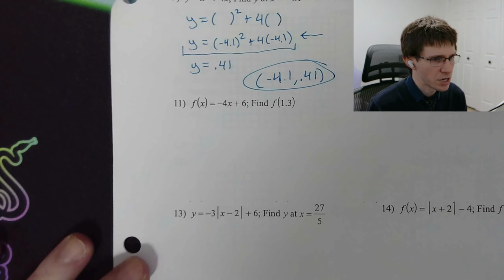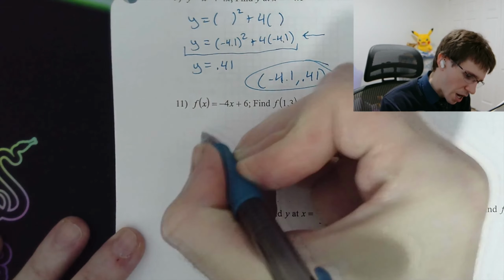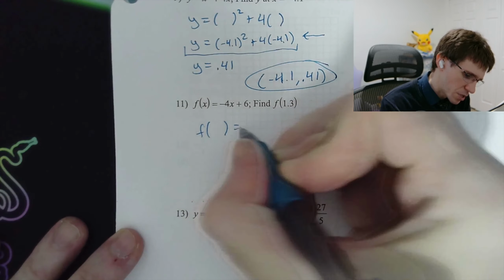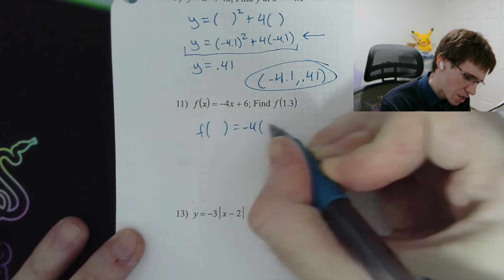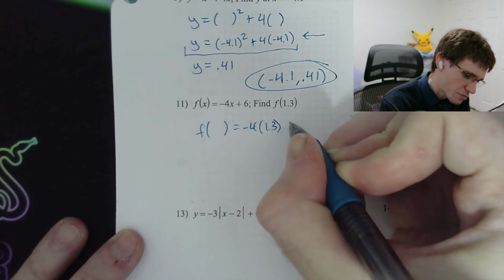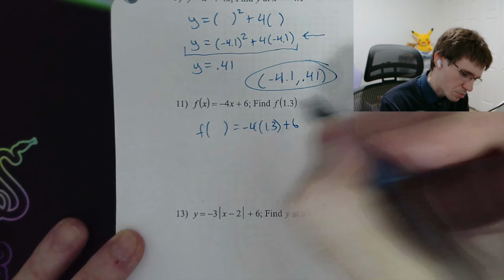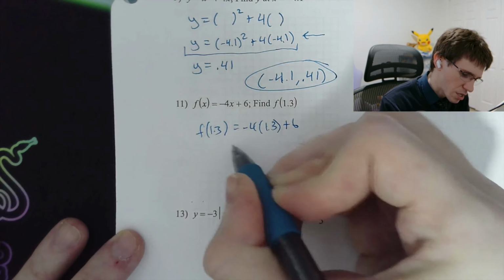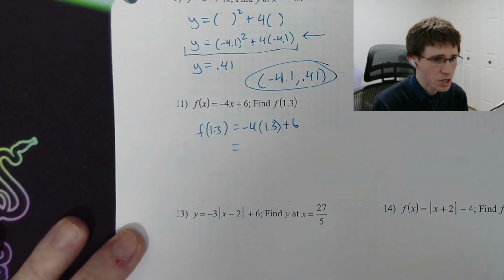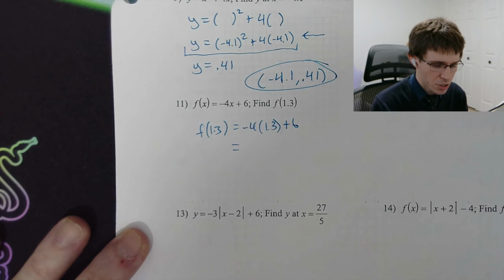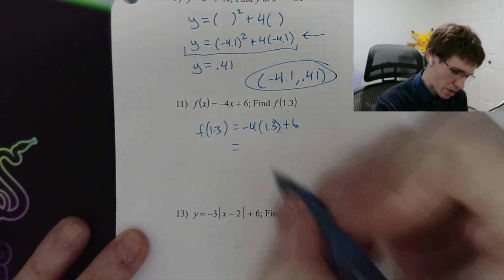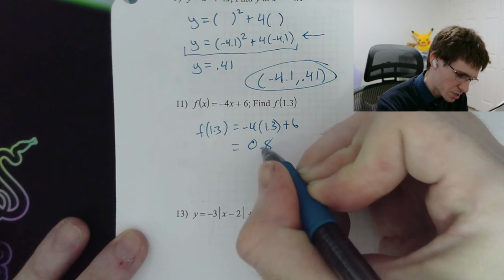So on question number 11 here, you're plugging in that 1.3. I'm going to start doing these a little bit faster because it's exactly the same concept over and over and over again. The reason why I'm making you practice this so many times is the fact that it's very, very useful in terms of your overall mathematics growth. This one's going to be positive 0.8.